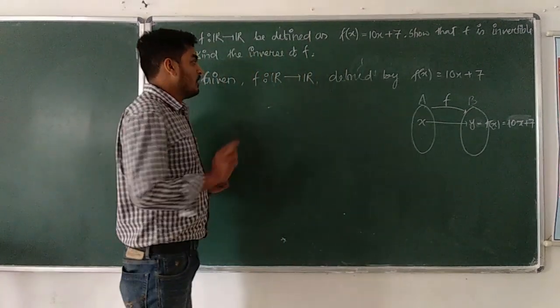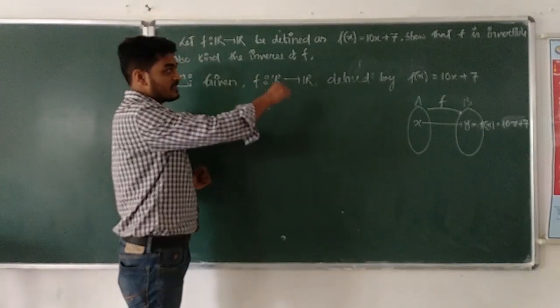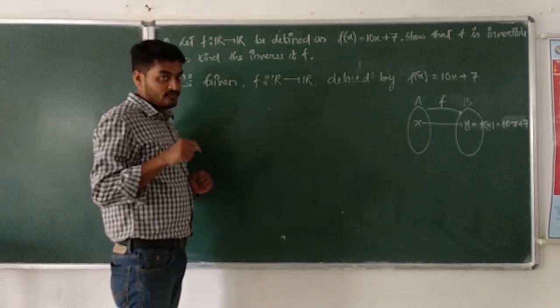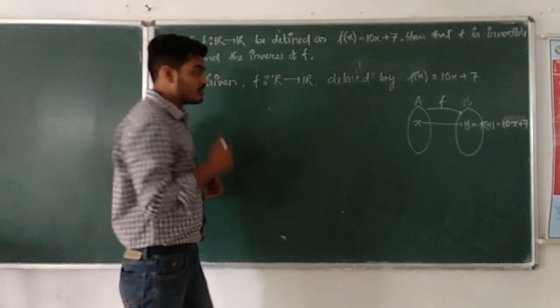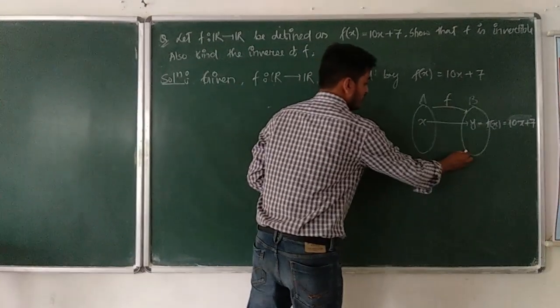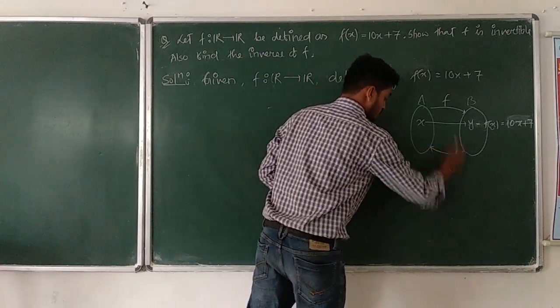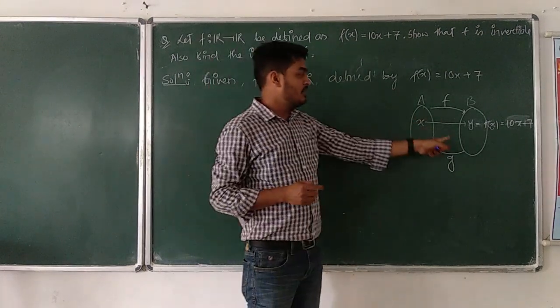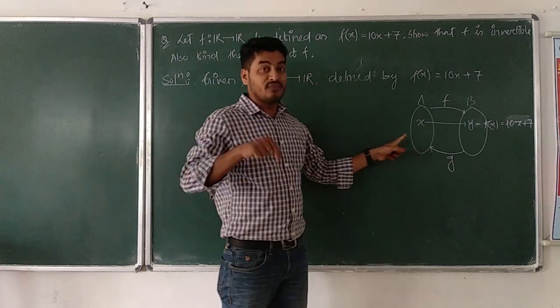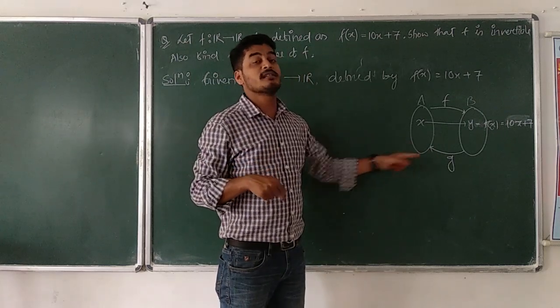Now listen. We have to seek the invertibility of f as well as find out the inverse also. Let us consider a function g from B to A. If f is a function from A to B and if g from B to A is defined, then g will be considered as the inverse of f.